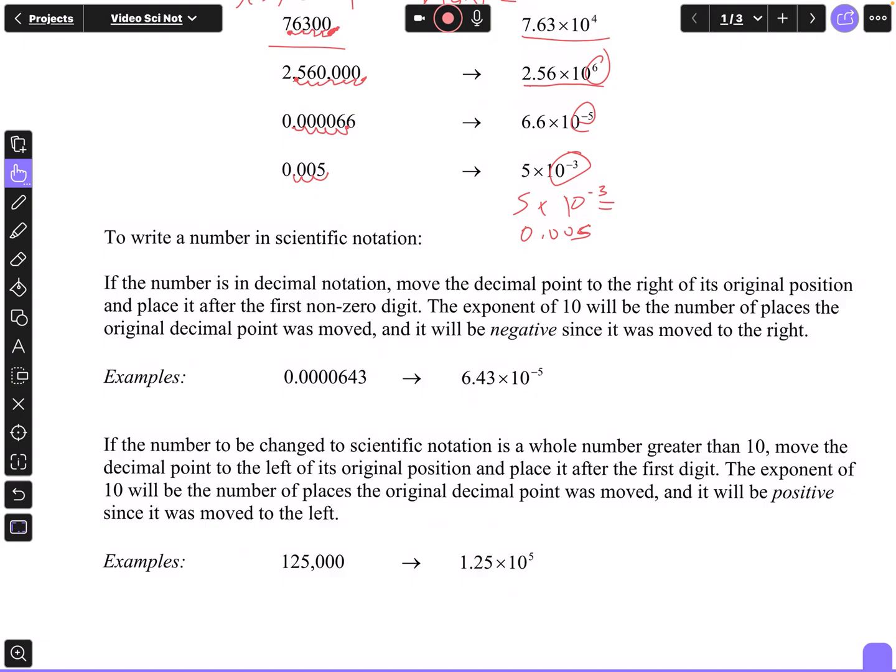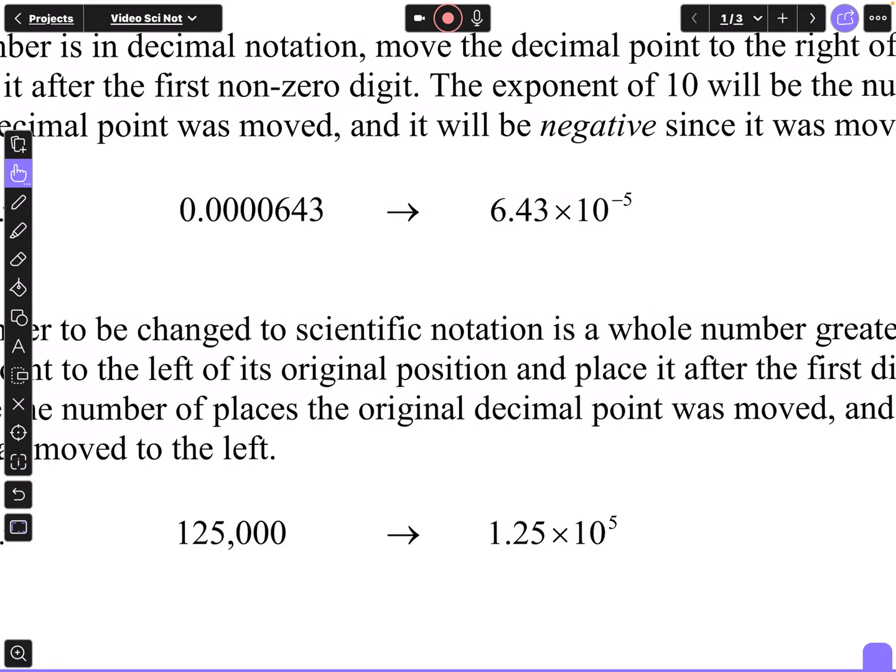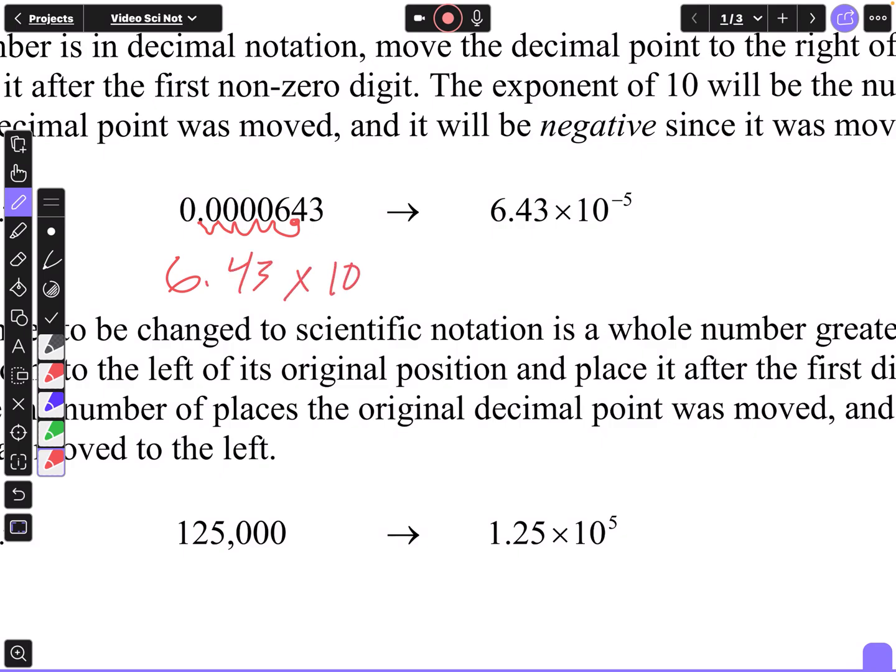Again, if we look at this example, got this number, I need to move my decimal to the right. It'd be 1, 2, 3, 4, 5. Because 6.43 is between 1 and 10, so I'll write that 6.43 times 10 to the, since I moved to the right, it would be negative 5. Would be the correct way to write that in scientific notation.